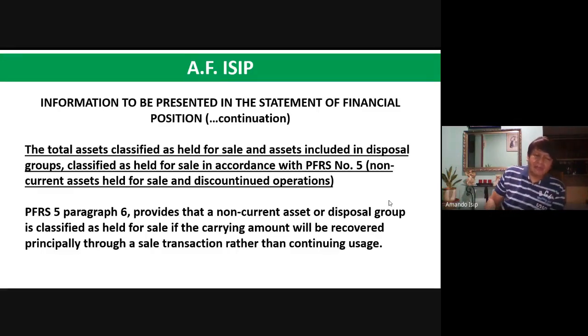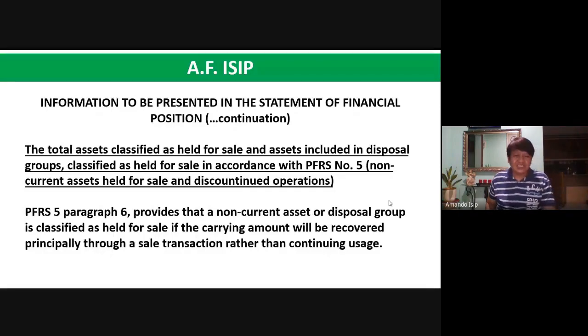So, Philippine Financial Reporting Standards number 5, paragraph 6 provides that a non-current asset or disposal group is classified as held for sale if the carrying amount will be recovered principally through a sale rather than continuing usage. So this is the provision of our accounting standard. The carrying amount, what do you mean by carrying amount? This is the other term for the book value. The carrying amount is also the book value. So the company wants to recover the carrying amount, and that recovery can be done only through disposal, through a sale transaction, not through continuing usage.